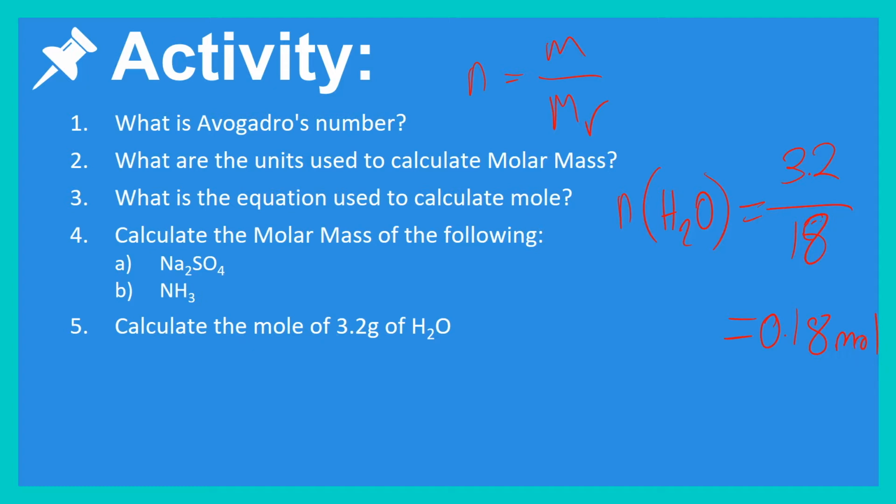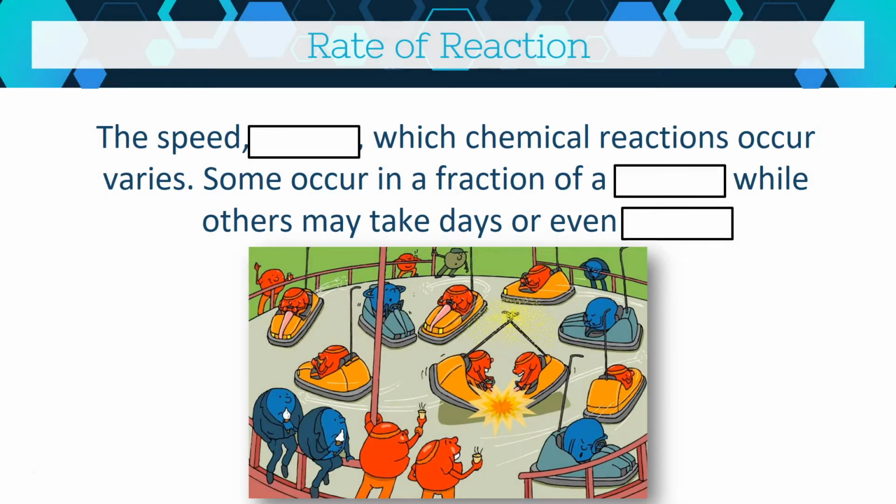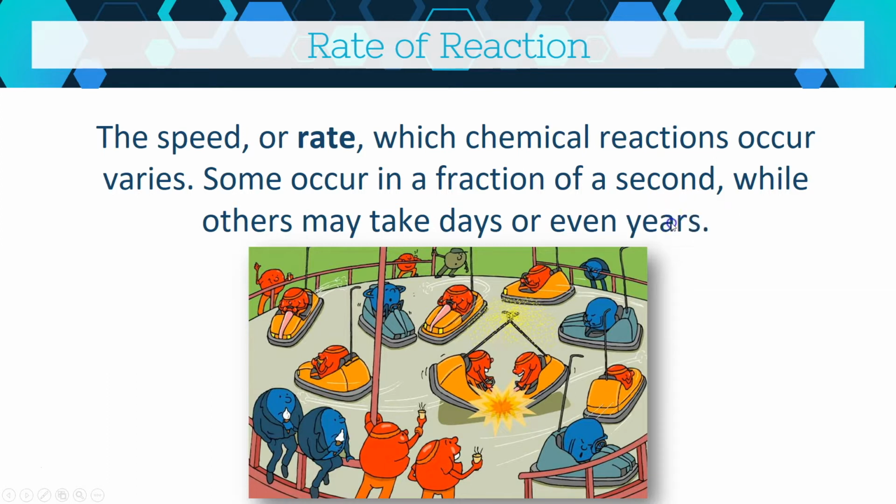We actually want to talk now about how quickly reactions happen. So the speed or rate at which a chemical reaction occurs can vary. Some reactions are really, really quick and they may occur in a fraction of a second, while others can take days or even years to occur. It depends on quite a number of factors.